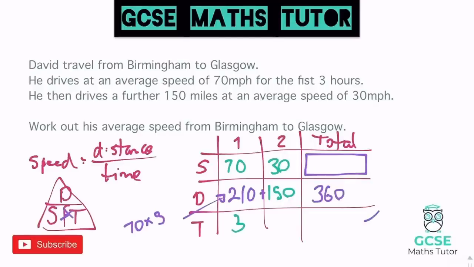So all we've got to do is get this total time, and then we'll be able to work out his speed. So looking at this bottom one here, which is the time for the second one. To get time, you do distance divided by speed.